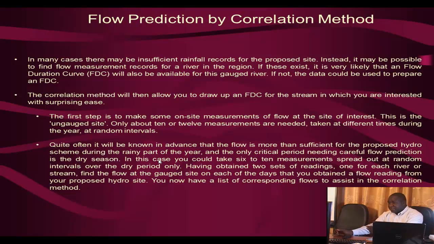The steps to be taken are as follows. The first step is to make some on-site measurements of flow at the site of interest. This we call the ungauged site. You need to take about 12 or more measurements at different times of the year, at random times. Then you compare your results with the gauged site. And with the help of the flow duration curve, you are able to determine the flow at that particular site.